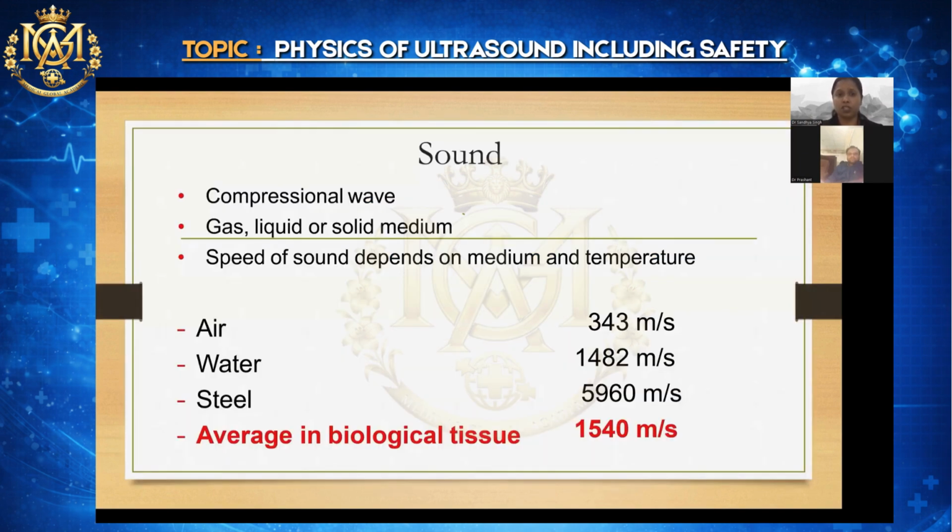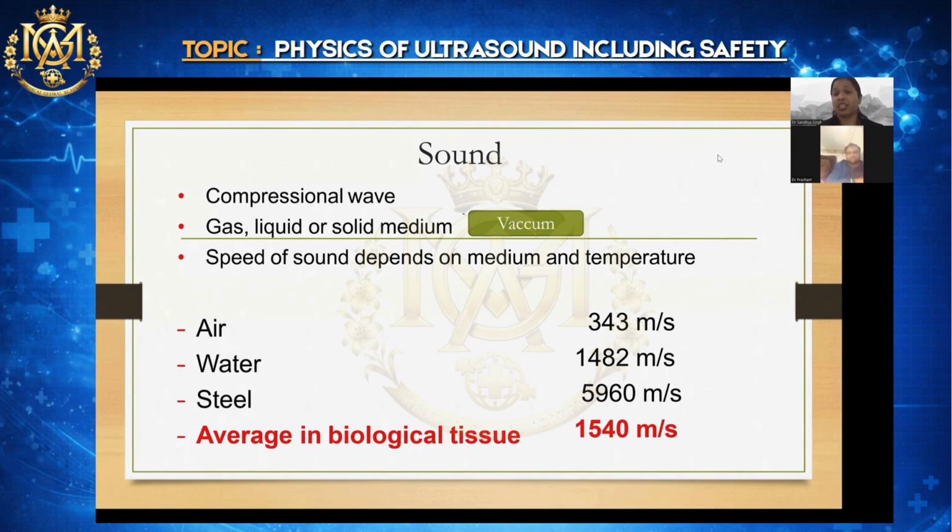If you have understood this, please understand that this sound wave, obviously, will have a particular speed depending on the media and the temperature. The speed of the sound wave may vary. In an average biological tissue, the speed is 1540 meters per second. I've put it in red because this is one value people will ask you when they are asking you about physics or basics of ultrasound.